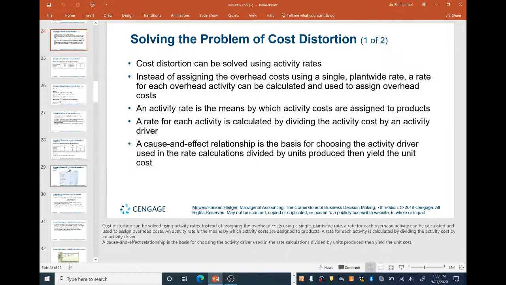So how we were just looking at the other ones with the cost and the drivers, you can see that this trend continues throughout this lecture, that everything's tying back to the activity driver. A cause and effect relationship is going to be the basis for choosing the activity driver that's going to be used in the rate calculations, and then ultimately that's going to be divided by the units produced to yield the unit cost of each unit that's being produced. So once again, it's the cause and effect relationship, what's tied to this activity driver.